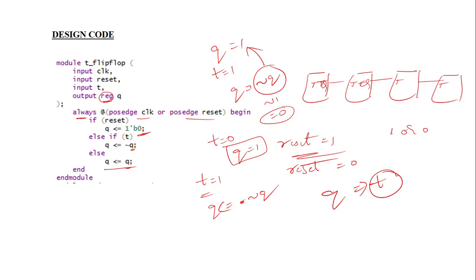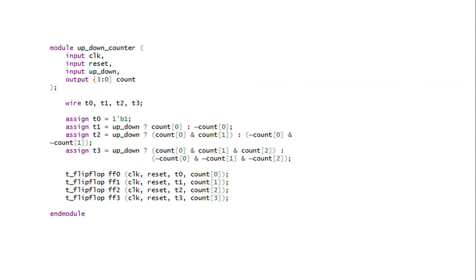Otherwise it is equal to 1, like that. I take a simple example here, so no need to bother about this. So this is our T flip-flop design code. Now we have to write our main code.